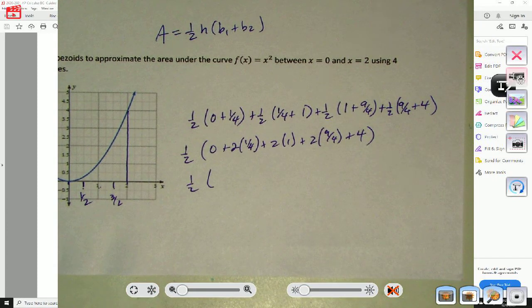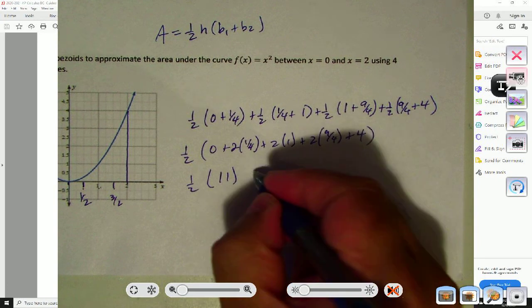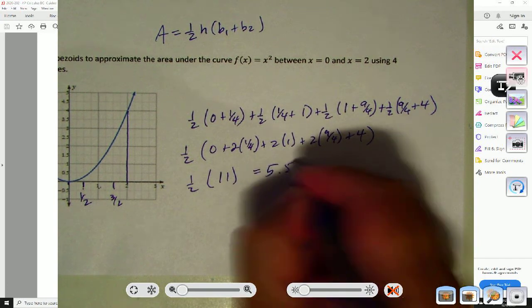And what do we got here? 0 plus 0.5 plus 2 plus 9/2 is 4.5 plus 4. Okay, and I'm getting 11, which means it's 5.5. So that's our approximation.